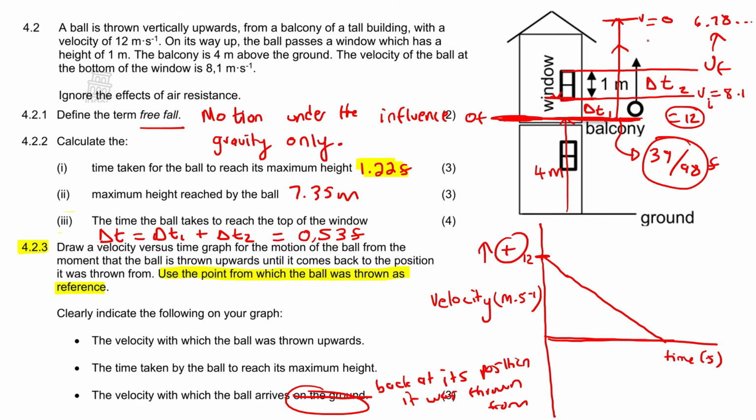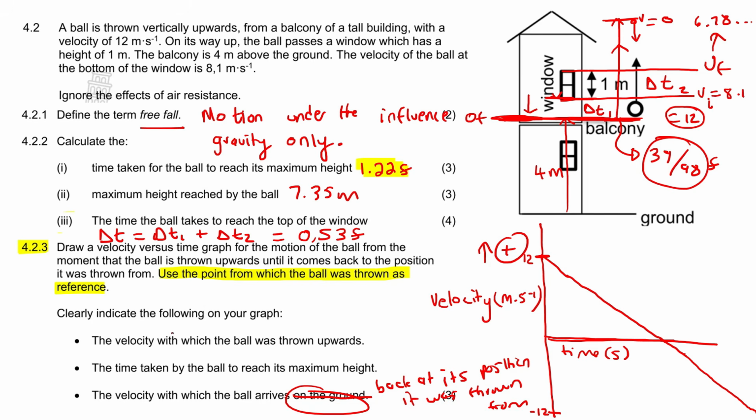Now, what would happen at that point? Well, the ball would turn around and it would start going downwards. So because it's going down and we chose up as positive, suddenly your velocities are going to become negative. And it's actually just going to keep going all the way down, until it reaches back to the balcony again, where it would have the exact same velocity that it started with, which would now just be negative 12. So we can just go all the way to there, and then this can just be negative 12.